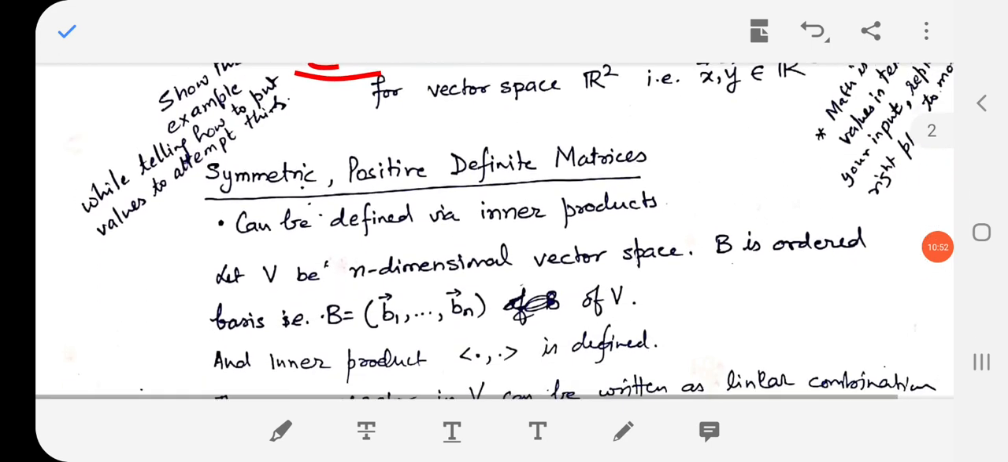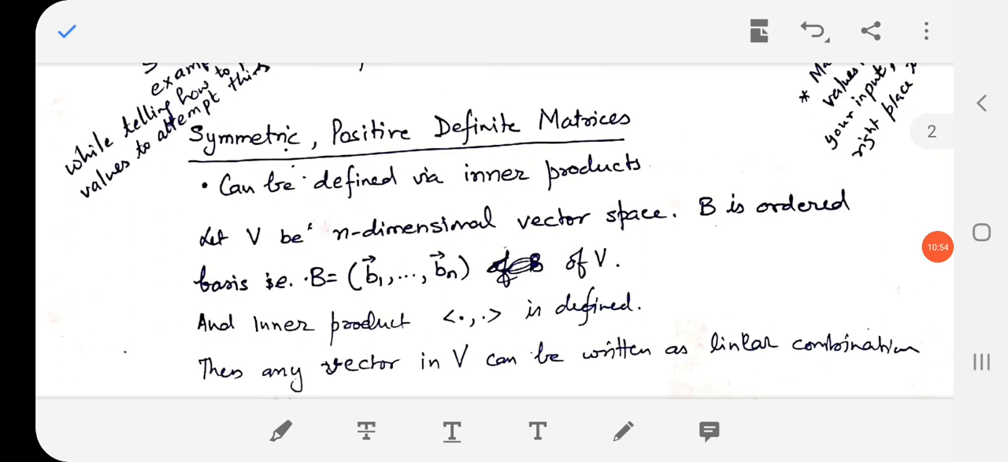So let us see symmetric positive definite matrices. Until now we just talked about the positive definiteness of the bilinear mapping of the inner product. Now we are going to talk about the positive definiteness of matrices.